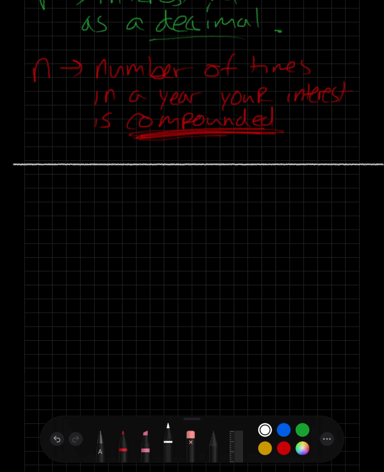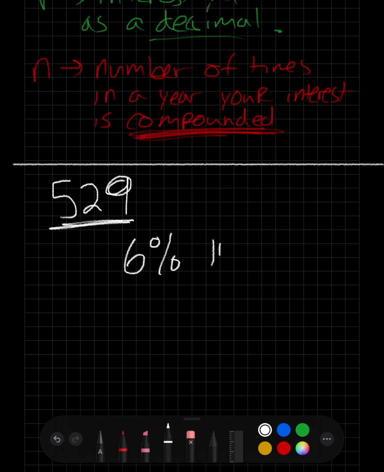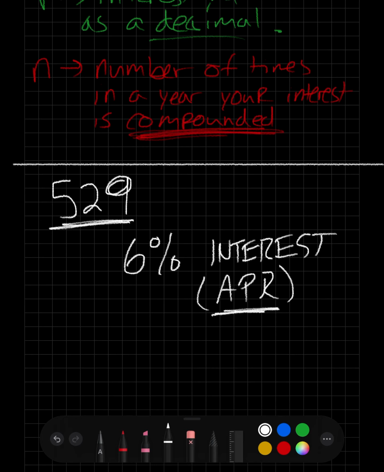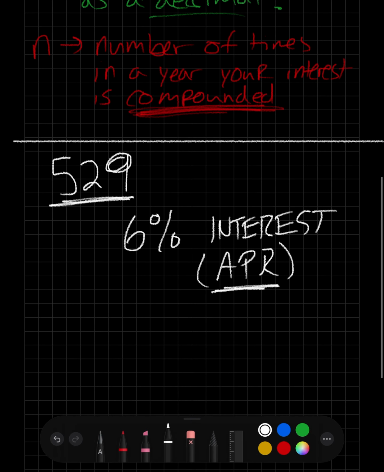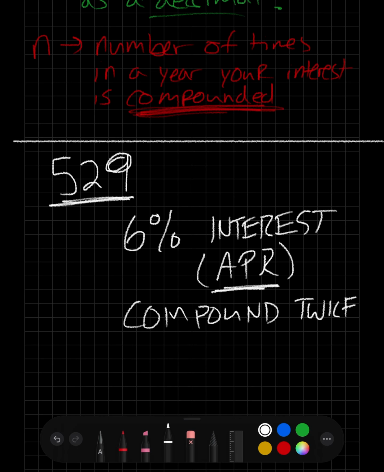There's a kind of savings account called a 529, which is just for saving for school expenses. It's pretty standard that those earn 6% interest. You might have heard this called an APR, which stands for annual percentage rate. So 6% interest, and they usually compound twice a year.